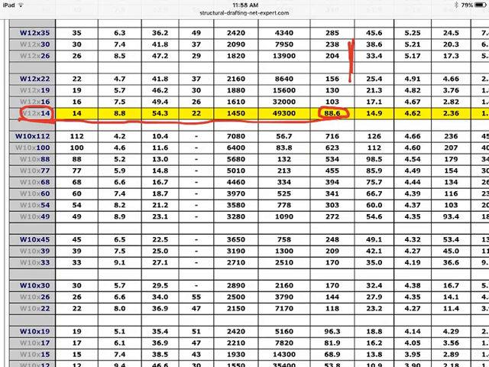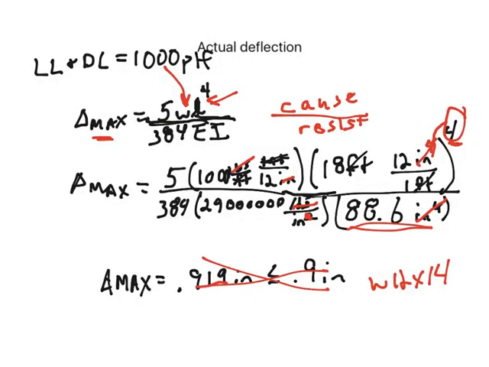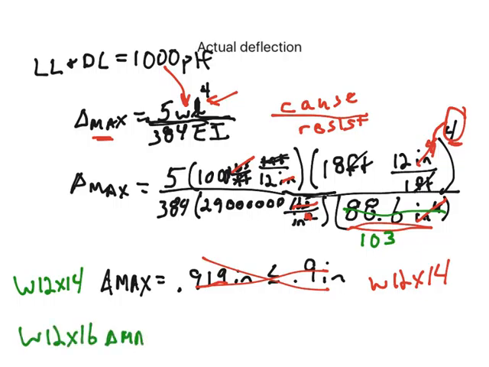So the W12 by 14 here does not work. And so we go up to the next one, which is this W12 by 16, right here. And its moment of inertia is 103. So we'll go back to our formula. We're going to rerun this entire formula, but instead of doing this 88.6, we're going to do 103. And the answer for that, so this is for the W12 by 14. Let's figure out what the answer is for the W12 by 16. I'll run that through the calculator and come up with an answer. And we'll double check to see what our new value is.